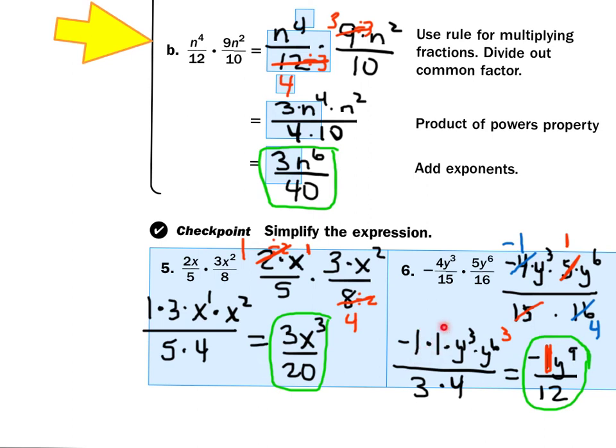Negative 1 times positive 1 times y to the 3rd power times y to the 6th power over 3 times 4. And so negative 1 times a positive 1 leaves me negative 1 on top, and then when the bases match, the y's match, so I copied the y, and then I added the powers. 3 plus 6 gave me 9, and then 3 times 4 gave me 12 on the bottom. So I have negative 1 y to the 9th power over 12. Now remember, this 1 can be that red invisible one, and you can let it disappear. So it'd be negative y to the 9th power over 12.